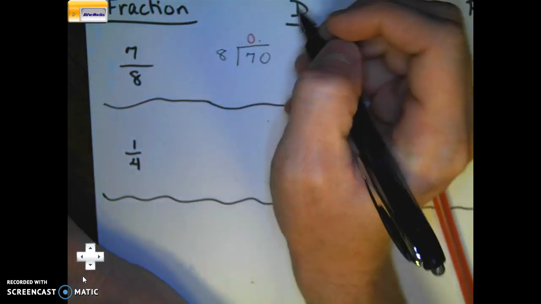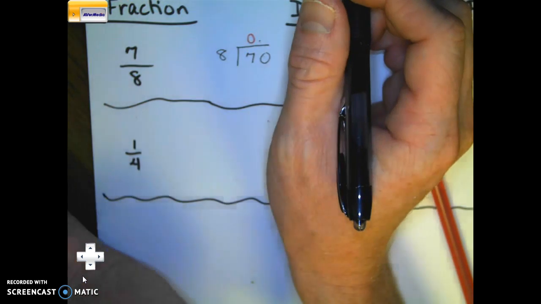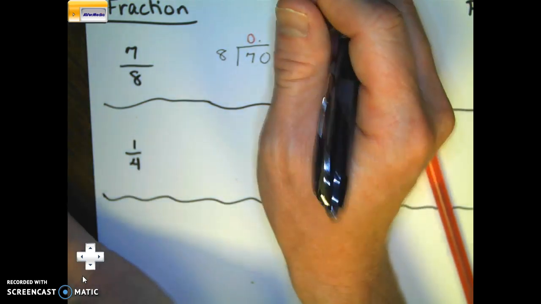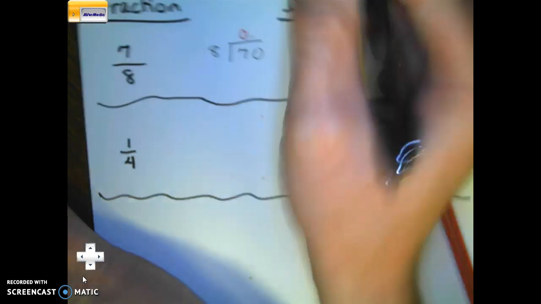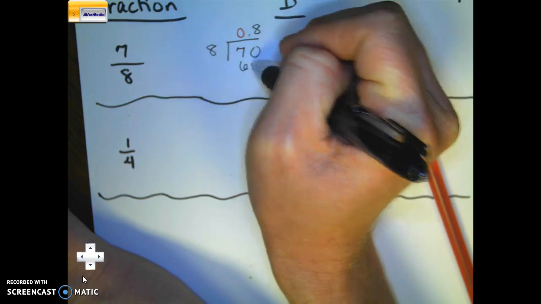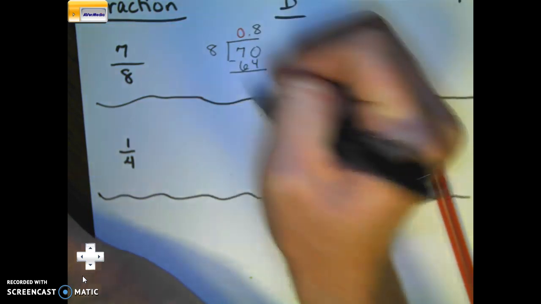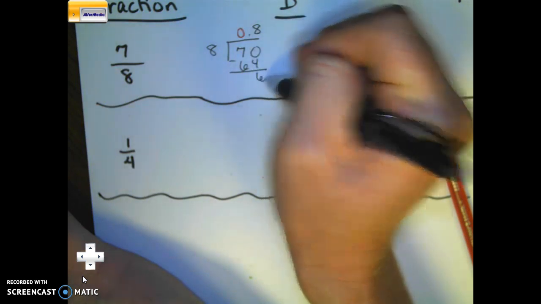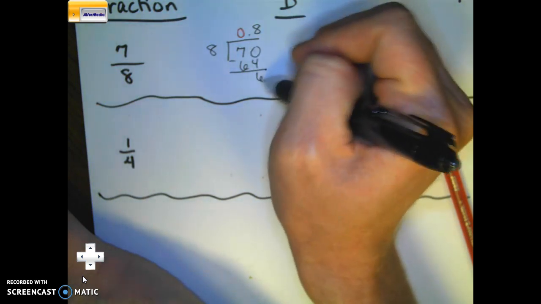How many times can 8 fit into 70? Use your fingers if you have to. 8, 16, 24, 32, 40, 48, 56, 64. So 8 goes into 70 8 times, 64. Now I should have given myself more room right here. 70 minus 64 is 6. You still have stuff left over.